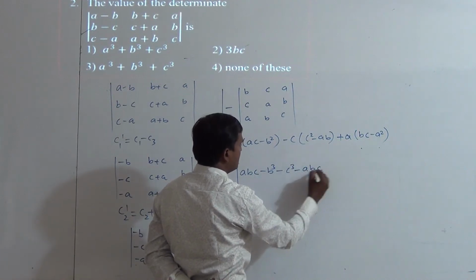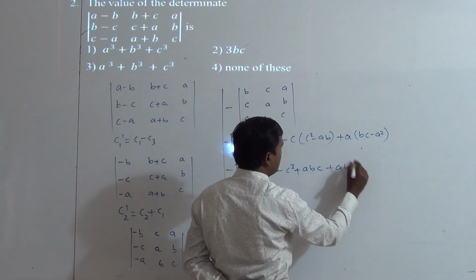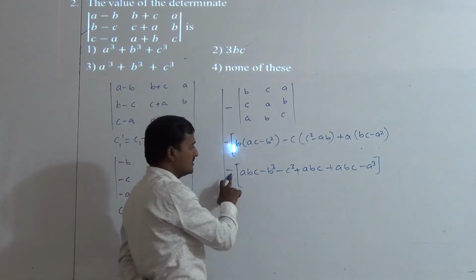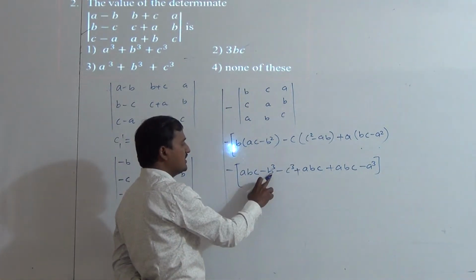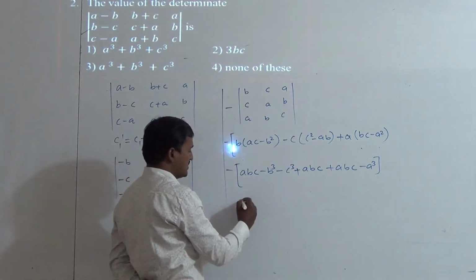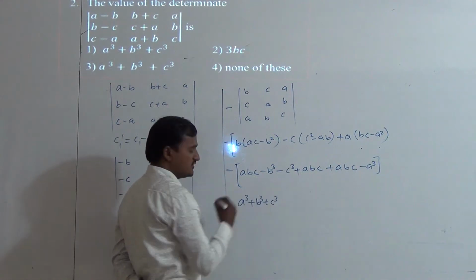So clearly it is ABC, and clearly again here it is ABC, and here it is minus of AQ, or take this minus inside the bracket. So clearly here it is minus B cube minus C cube, and minus A cube becomes plus. So therefore clearly A cube plus B cube plus C cube, right?